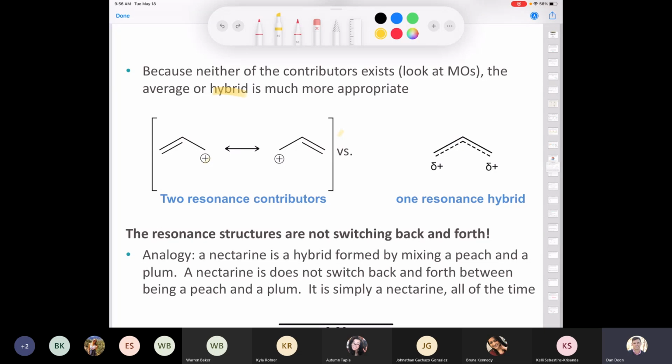If you've ever had a nectarine, it is a hybrid of a peach and a plum. But if you look at a nectarine, it's not a plum one second and a peach the other, right? It's just a nectarine all of the time. It's a hybrid of the two. And that's how a resonance hybrid can help us a little bit. Now, again, you will be asked to draw resonance contributors. However, you will not be asked to draw resonance hybrids on a quiz.